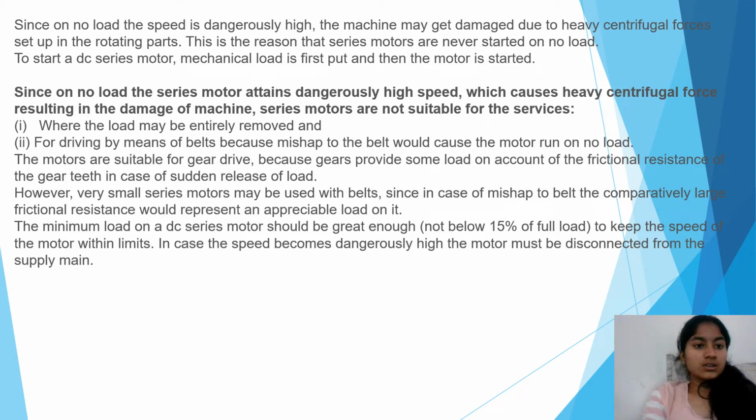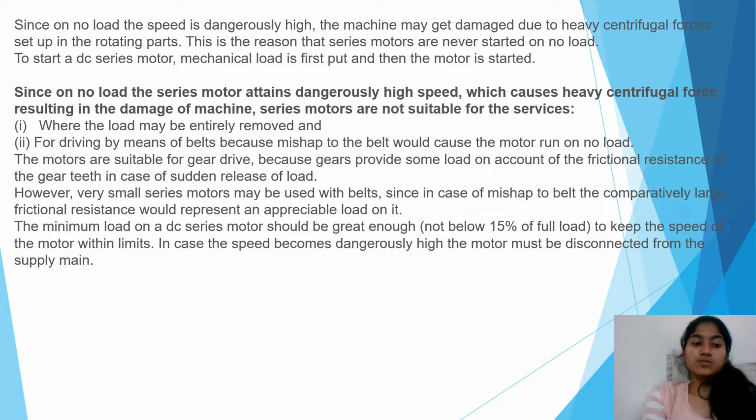Since on no load the series motor attains dangerously high speed, which causes heavy centrifugal force resulting in damage of the machine, series motors are not suitable for services where the load may be entirely removed, and for driving by means of belts, because a mishap to the belt would cause the motor to run on no load. The motors are suitable for gear drive because gears provide some load on account of the frictional resistance of the gear teeth in case of sudden release of load.